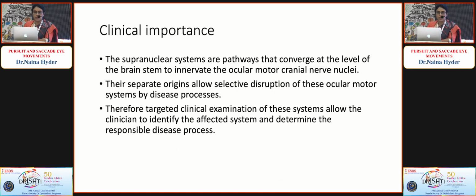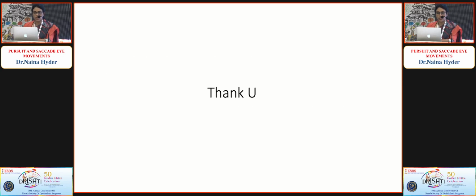So the clinical importance of pursuits and saccades is that the supranuclear systems are pathways that converge at the level of the brainstem to innervate the oculomotor cranial nerve nuclei. Their separate origin allows selective disruption of these oculomotor systems by disease processes. Therefore, a targeted clinical examination of these systems allows the clinician to identify the affected system and determine the responsible disease process. Thank you.